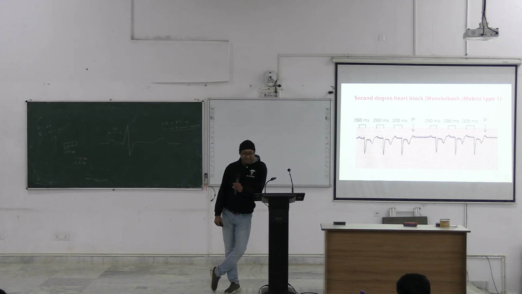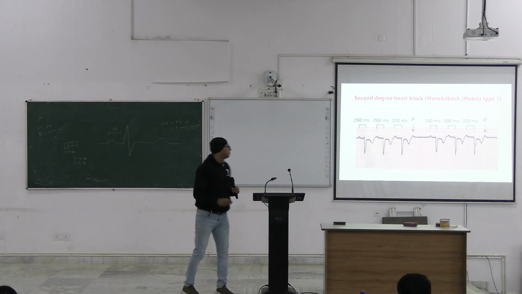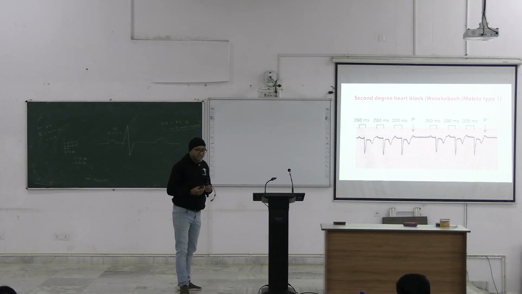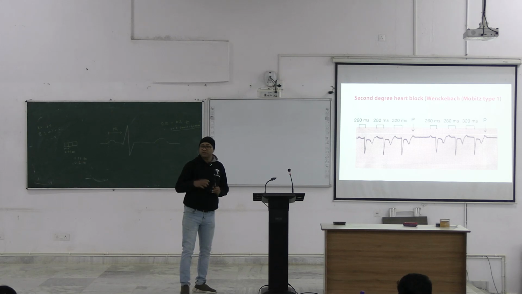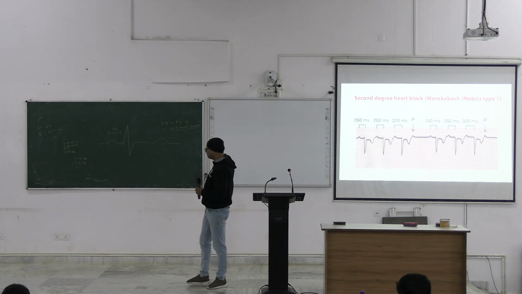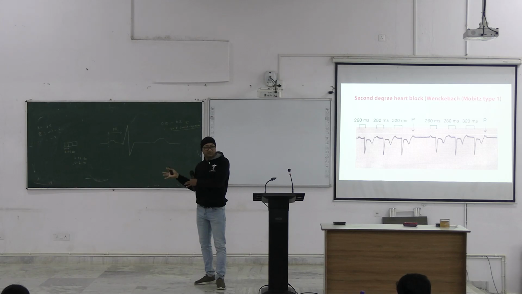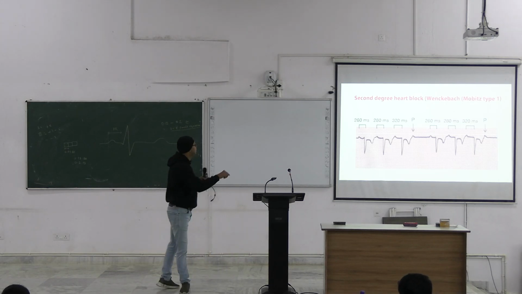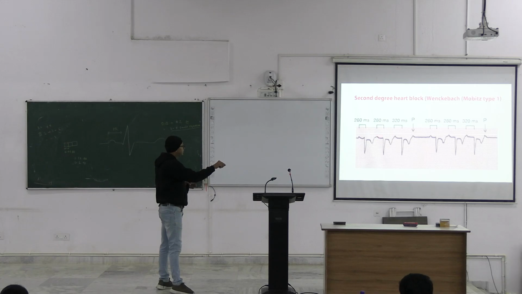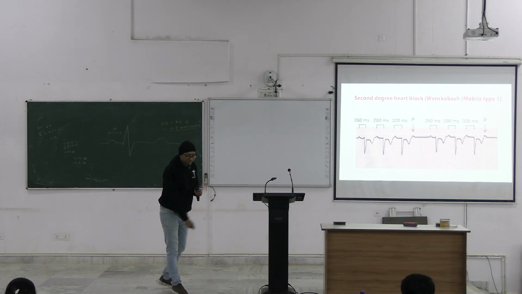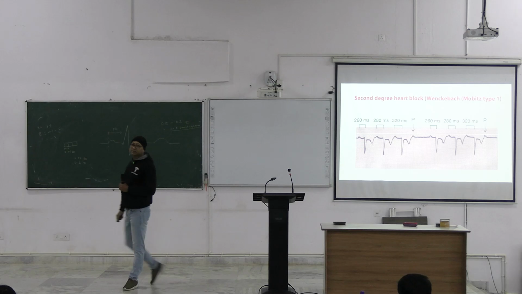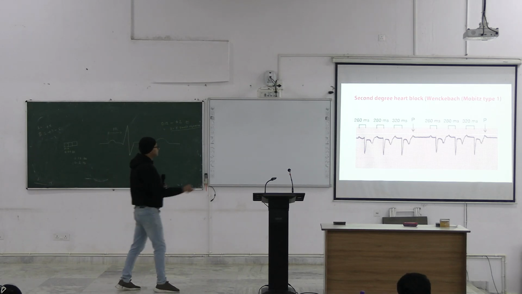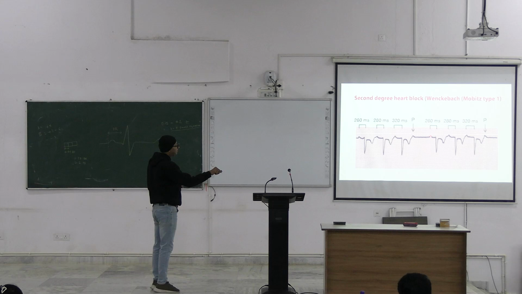Gradually the PR interval is increasing, and it will happen until a point where a P wave will not be followed by a QRS complex. Normally in an ECG, a P wave is followed by a QRS complex. After P wave, the QRS complex has to come, right? But here you see P wave, then QRS complex, P wave, then QRS complex. Here is a P wave, then there is a gap, no QRS complex, and again there is a P. Getting my point?